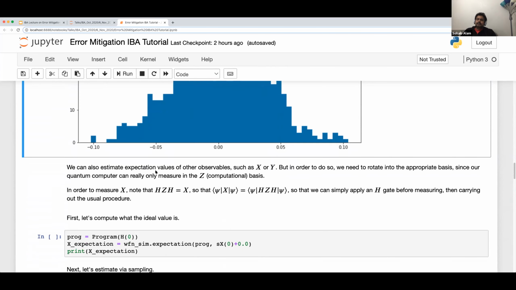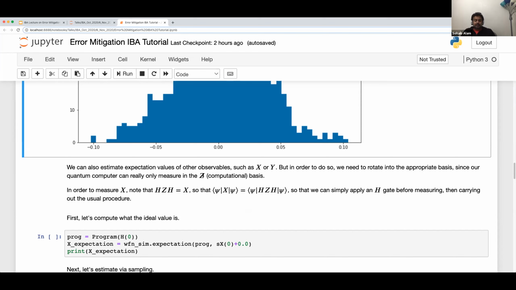That's the picture this is painting here. Now we can also estimate expectation values of other observables. We're not limited to Z. We can also measure X and Y, but in order to do so, we need to rotate into the appropriate basis, since our quantum computer can really only measure in the Z basis. When I say we're measuring in the Z basis, I mean the basis in which Z is diagonal.